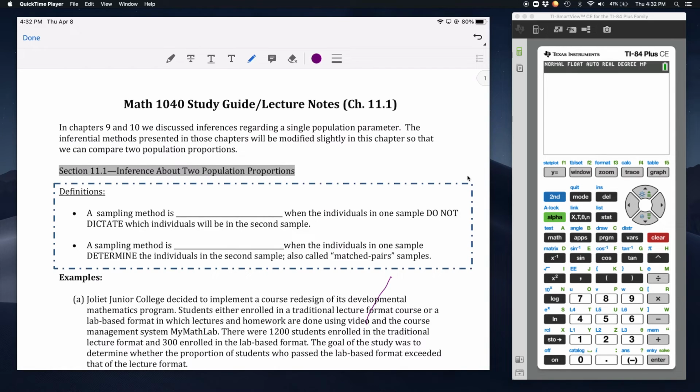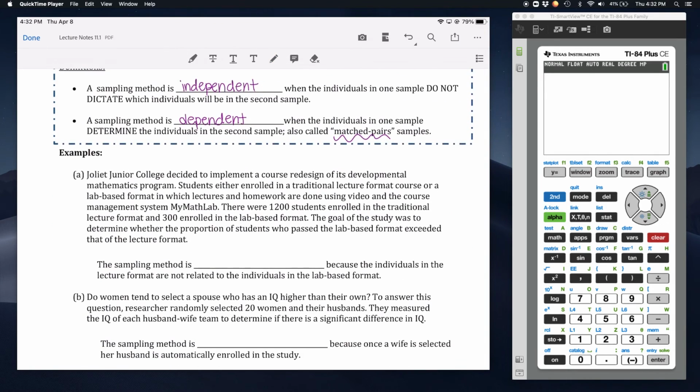So a sampling method is independent when the individuals in one sample do not dictate which individuals will be in the second sample, whereas the sampling method is dependent when the individuals in one sample determine the individuals in a second sample. Often we call it matched pairs. So let's go ahead and take a look at these examples and decide which one's which.